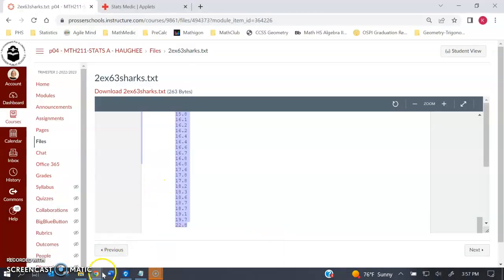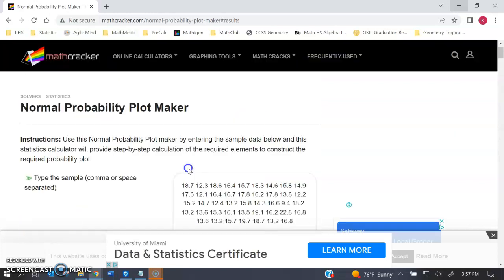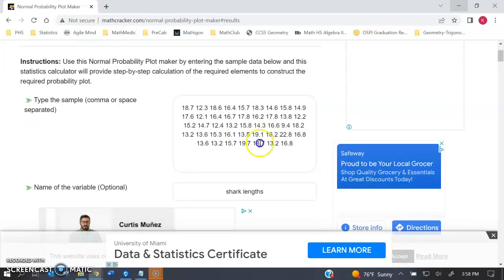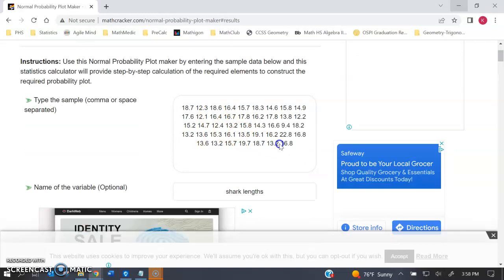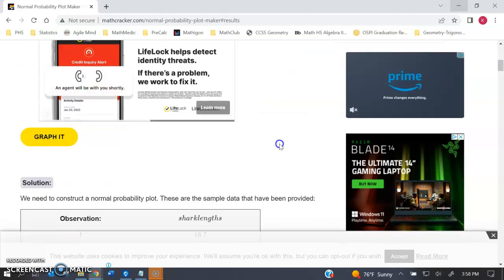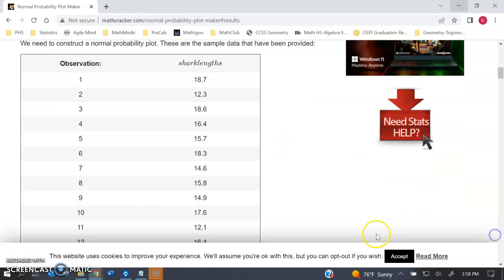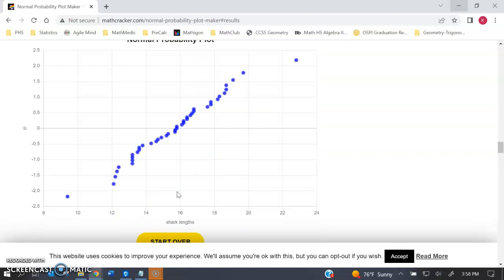So I took all of the data and I found a calculator online that allows me to dump all the numbers right here. I pasted all those numbers into it and it creates a normal probability plot. I do not want you to know how to create a normal probability plot. I just want you to paste the data into a website. Hopefully Prosser doesn't block too many of those websites, but it might. Anyways, you're going to scroll down and look at your plot once you've got all your data in there.